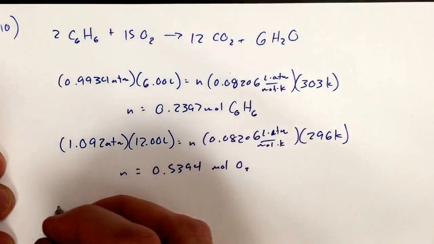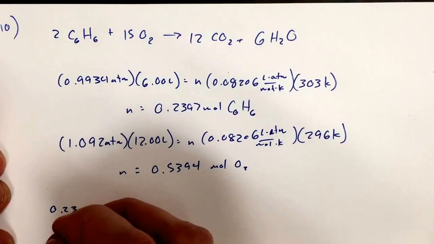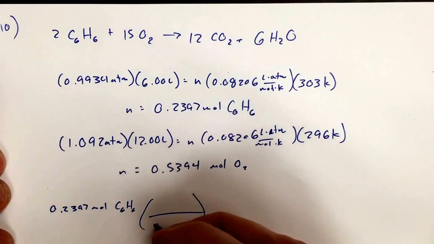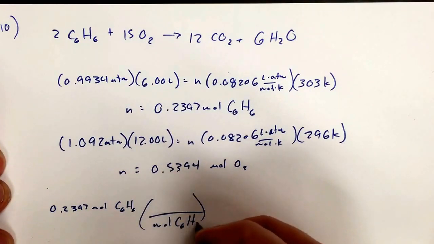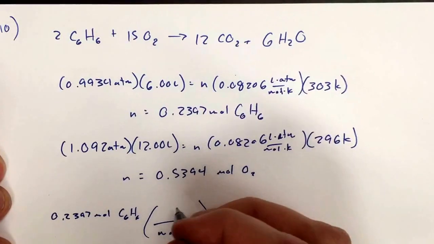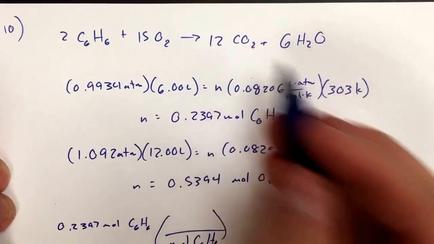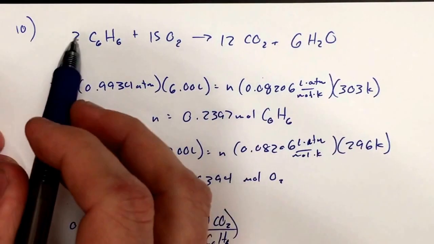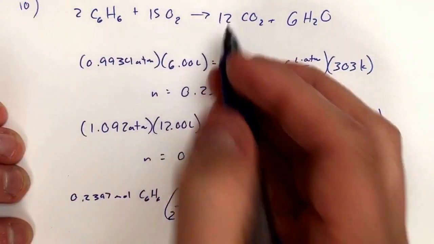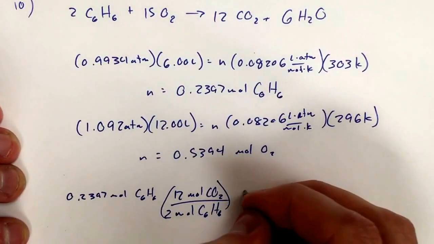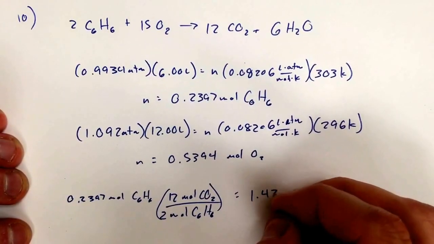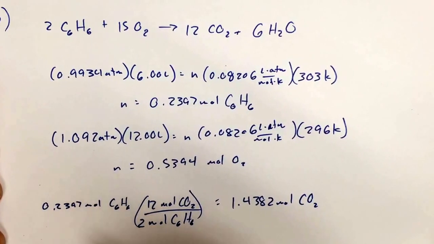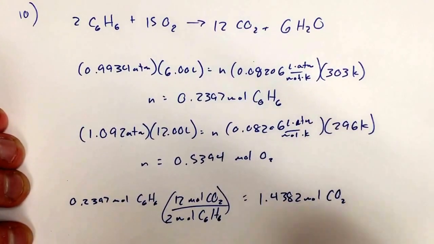So if we convert the benzene to a product, we got 0.2397 moles of C6H6. We'll convert that from moles of C6H6 to moles of carbon dioxide. We can pick whichever product we want, so let's do moles of CO2. In the problem, 2 moles of C6H6 goes into making 12 moles of carbon dioxide. When we convert that, we get 1.4382 moles of carbon dioxide can be made from our moles of benzene. So that's the maximum that can be made if all the benzene gets used up.